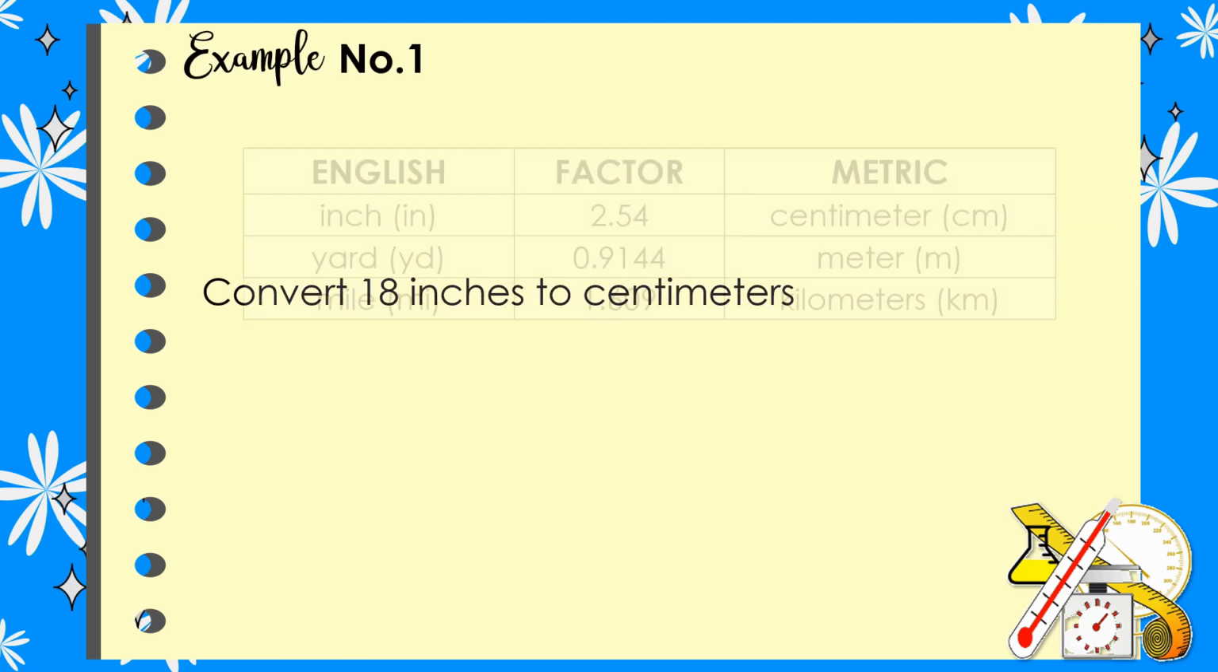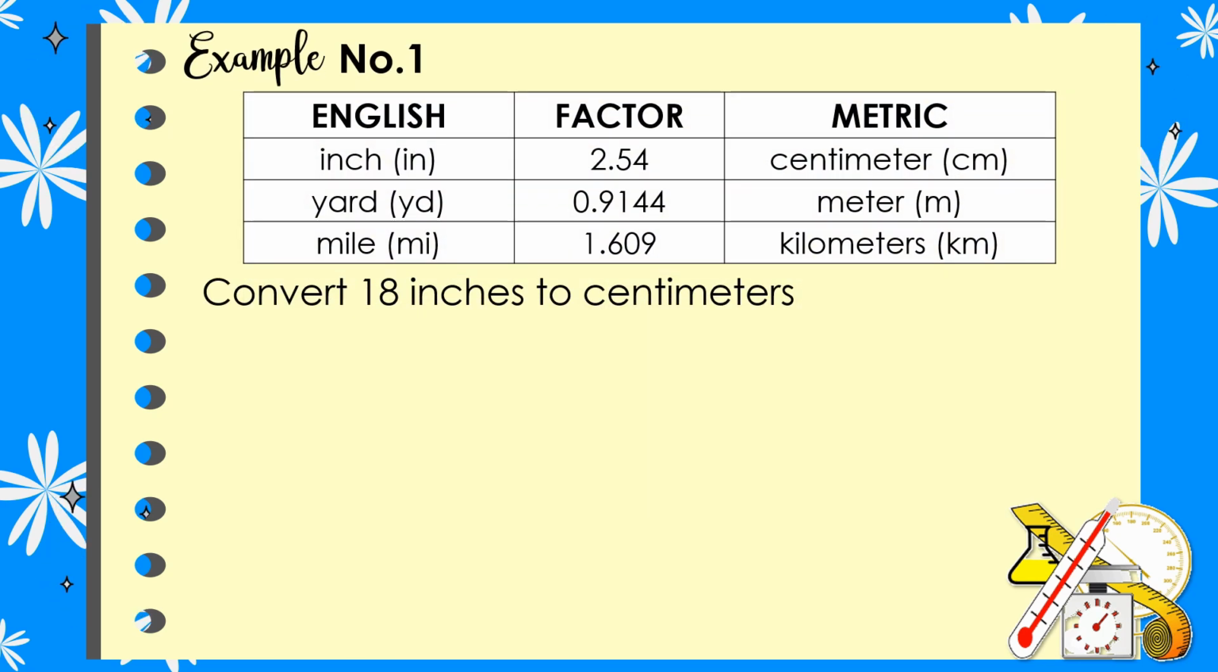Example number 1. Convert 18 inches to centimeters. So, hanap tayo ng converting factor na pinaka-appropriate doon. At ang converting factor na yon ay yung may inches papunta sa centimeter. Paano to? Kapag ka English papunta sa metric, magmumultiply tayo. Pero kapag yung metric papunta naman dito sa English, tayo ay mag-divide.